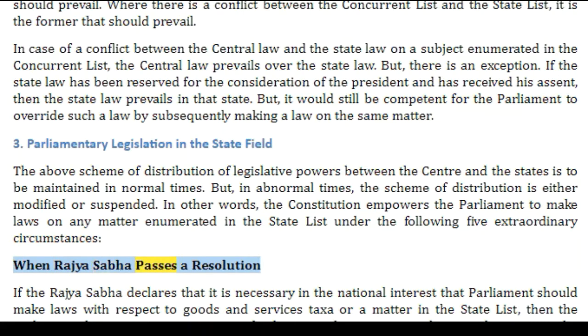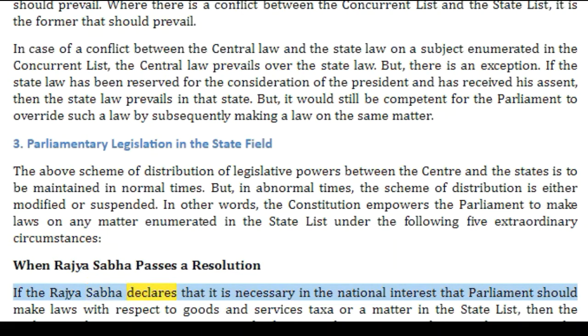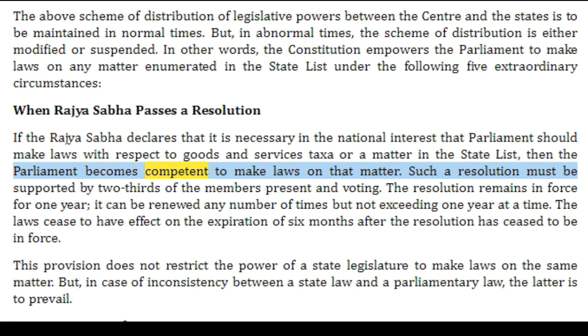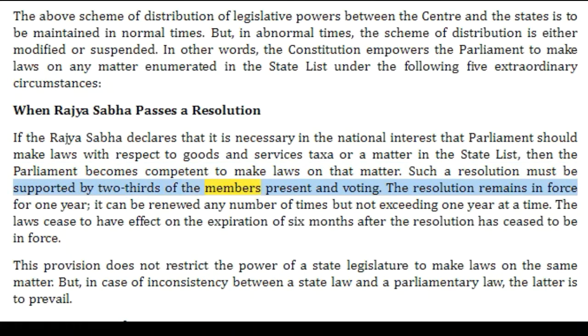When Rajya Sabha passes a resolution. If the Rajya Sabha declares that it is necessary in the national interest that Parliament should make laws with respect to goods and services tax or a matter in the state list, then the Parliament becomes competent to make laws on that matter. Such a resolution must be supported by 2/3 of the members present and voting.